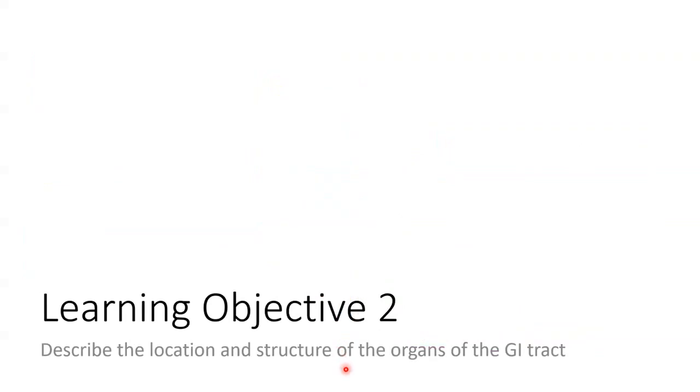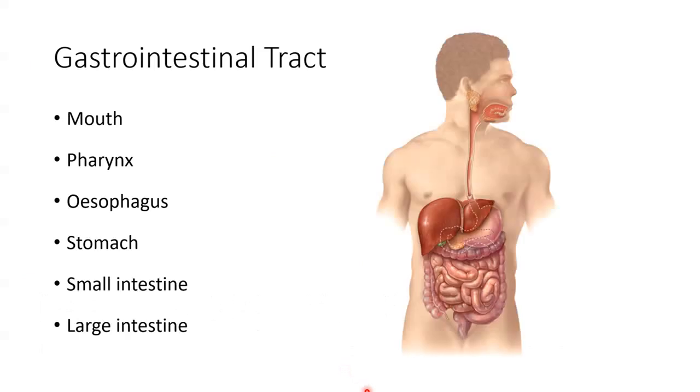Moving on to learning objective number 2, and here we will take a closer look at the location and structure of the organs that make up the gastrointestinal tract. So as a reminder, the gastrointestinal tract, which is that long muscular tube, is made up of the mouth, which is also sometimes known as the oral cavity or the buccal cavity, the pharynx, the esophagus, the stomach, the small intestine, and the large intestine.